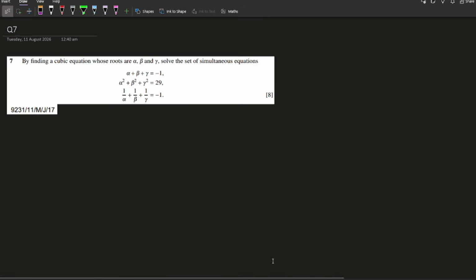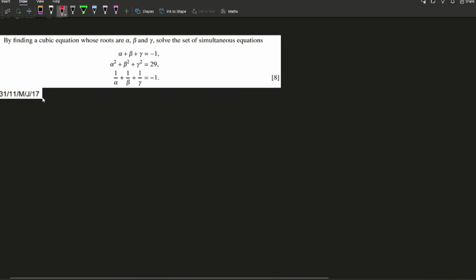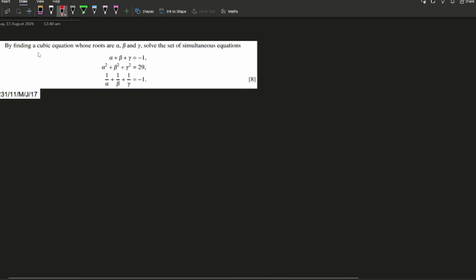Okay, so this is a question from 2017, May-June. This is of 8 marks. This is literally not even hard. This is the easiest we have done so far. So you guys can see that this is like the easiest question. So yeah, by finding a cubic equation. Our objective is to find a cubic equation.